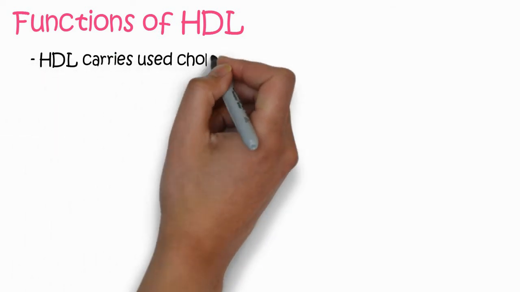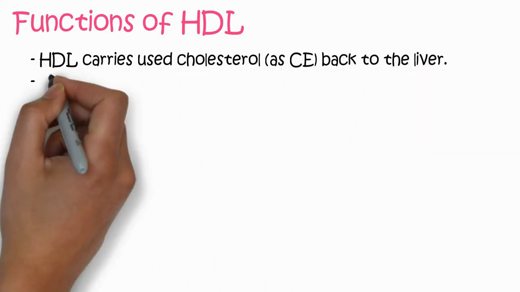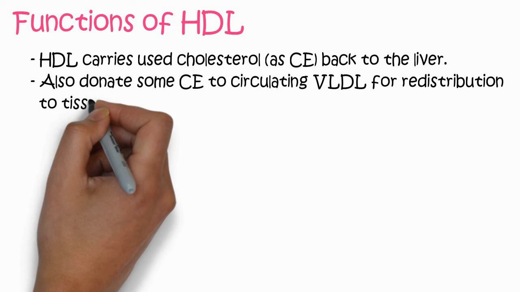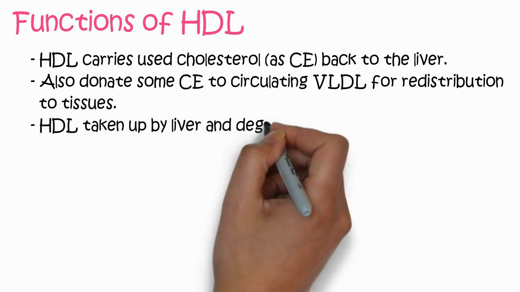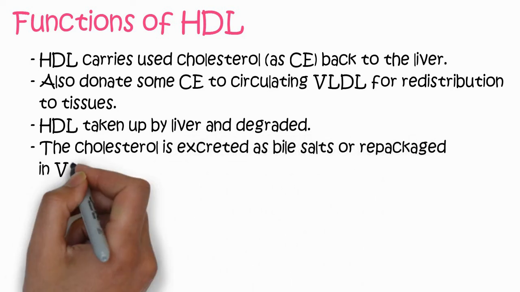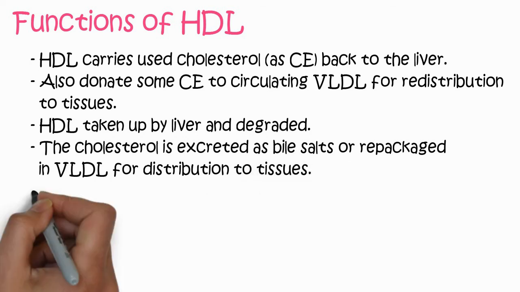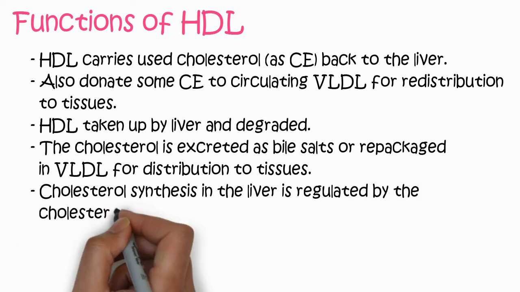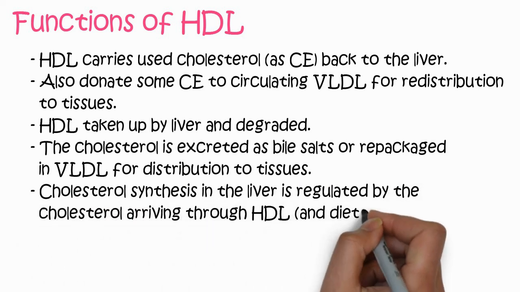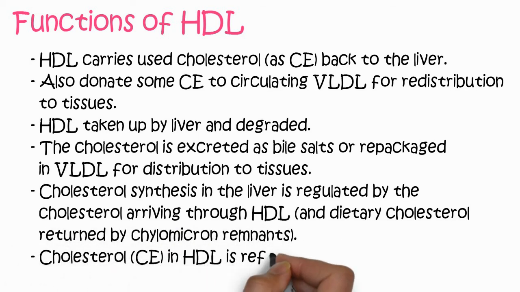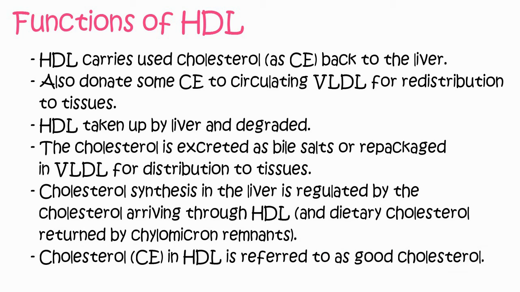Function of HDL. HDL carries used cholesterol from the tissues, extrahepatic tissues, back to the liver. They also donate some cholesterol ester to circulating VLDL for redistribution to tissues. HDL is taken up by the liver and degraded. The cholesterol is excreted as a bile salt or repacked in VLDL for distribution to tissue. Cholesterol synthesis in the liver is regulated by the cholesterol arriving through HDL, and dietary cholesterol returned by chylomicron. Cholesterol in the HDL is also referred to as good cholesterol.